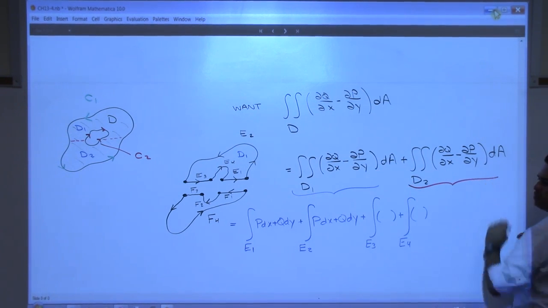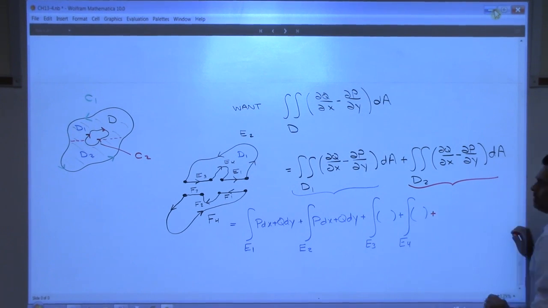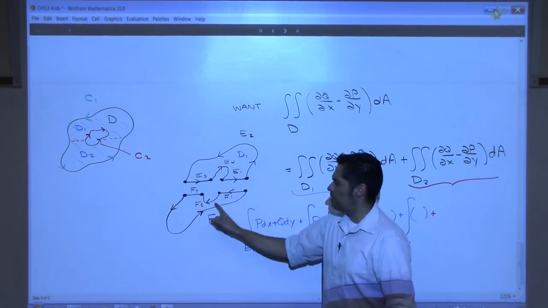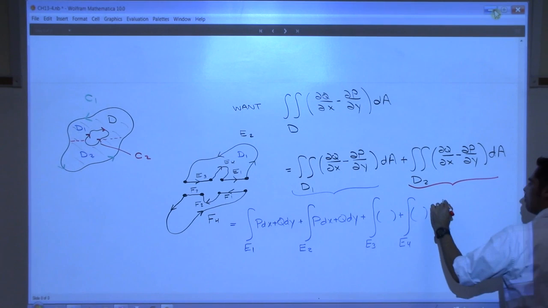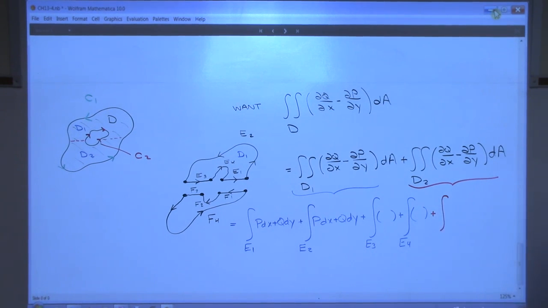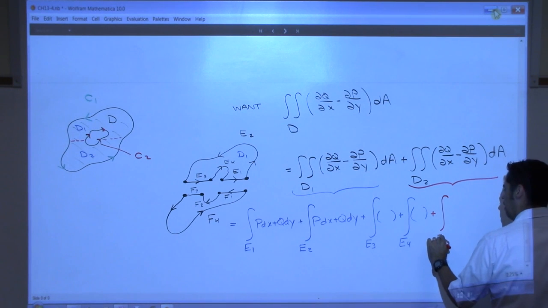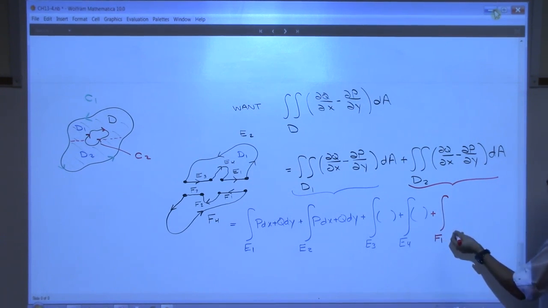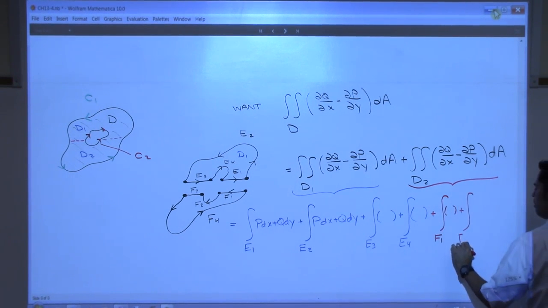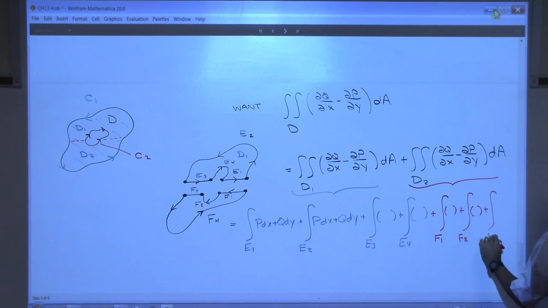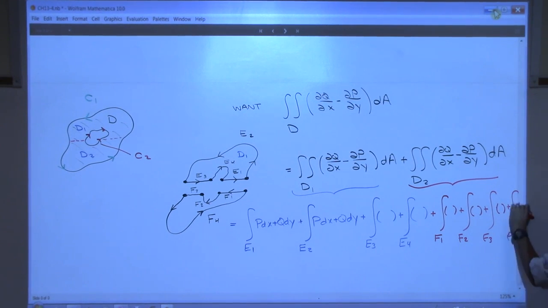Plus this one, which should be, now I'm moving around D2. Here's D2. It's positively oriented, right? So I move around that one. And when I move around that one, I'm going to have a line integral over what? Let's start at F1, okay? F1 of the same thing, right? P dx plus Q dy. So blah plus what? F2 blah plus F3 blah plus F4 blah. Yes? Everyone agree with this? All right, anyone see anything interesting in here?